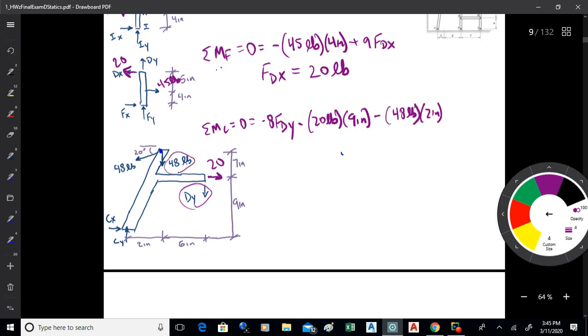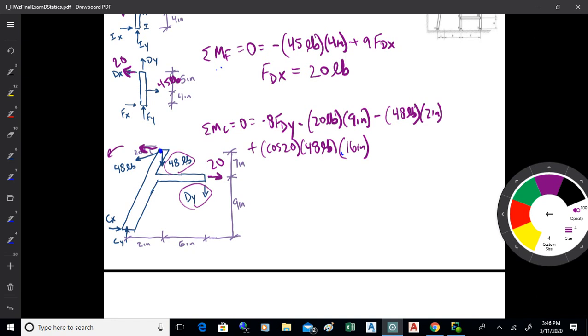Now, the one angled at 20 degrees, there are two terms I have to pick up there. I'm going to have plus cosine 20 times 48. That'll get me the x component of that. That's going to be times 9 and 7 makes 16 inches, and that'll be positive because that's going to go counterclockwise.